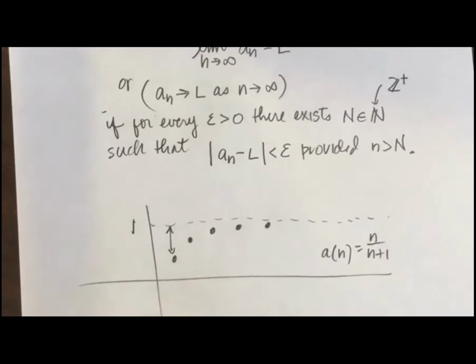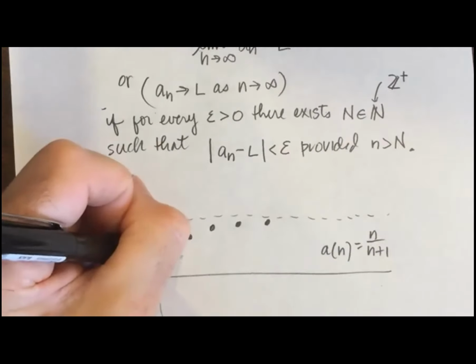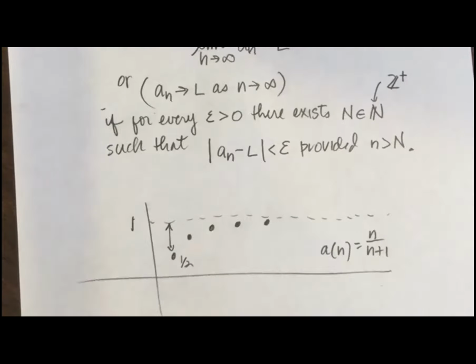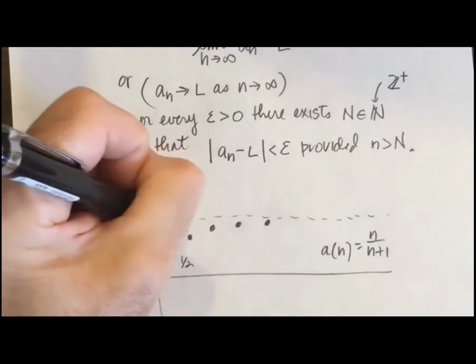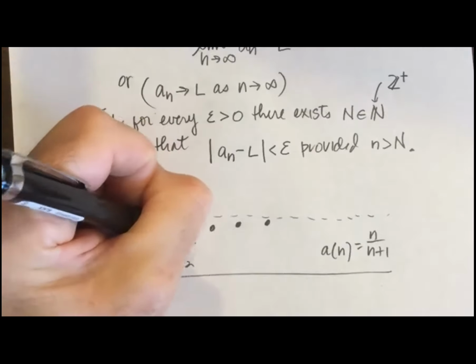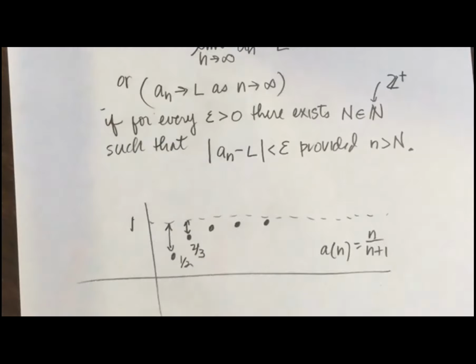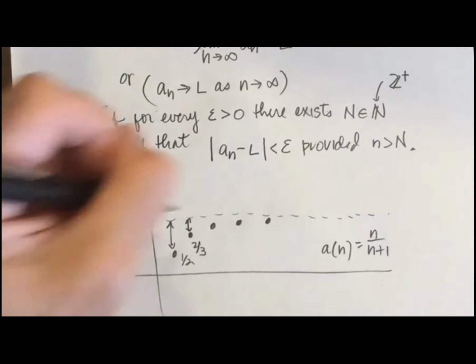You say, this is 1/2, yeah? The limit was 1. So how far away am I? 1 minus 1/2 is 1/2. Half. Okay. And then I say, how far away am I right here? This was 2/3, right? So now how far away am I? 1/3, yeah, 1/3.